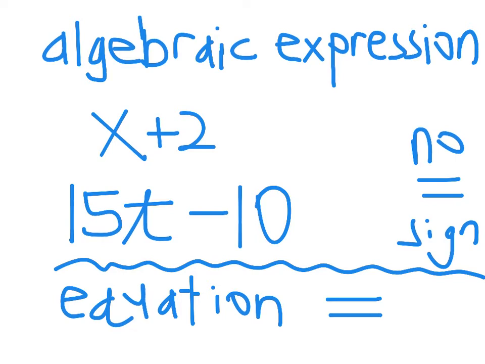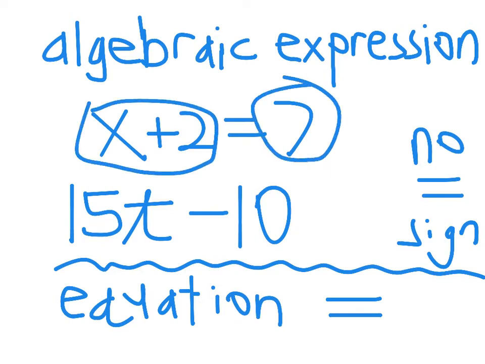A couple examples is x plus 2. That's an algebraic expression. There's no equal sign. And then another one is 15t minus 10. Again, that's algebra, so it's an algebraic expression. And we call it an expression because it doesn't have an equal sign. If we were to include an equal sign, that would be called an equation. So if I made this, say, x plus 2 equals 7, now that's an equation, an algebraic equation. No longer is it called an expression, although one side is an expression and the other side is an expression also.